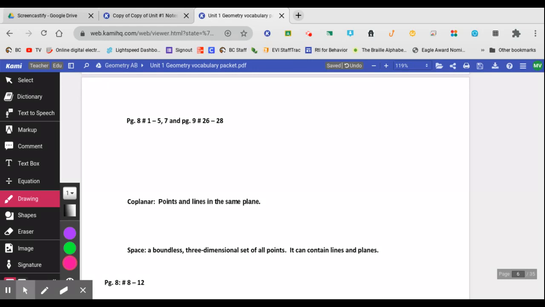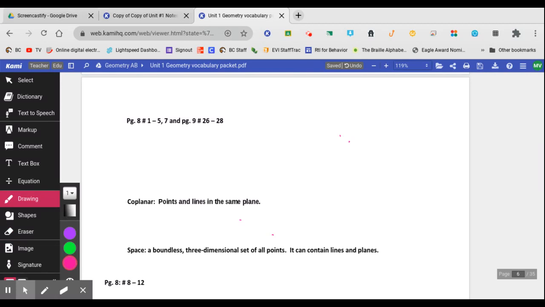So next, what I want you to try to do is page 8 in your textbook, numbers 1 through 5, 7, page 9, 26 through 28. And then I want you to pause while you do those and come back and we'll go over those. So again, we're looking at page 8, 1 through 5, 7.